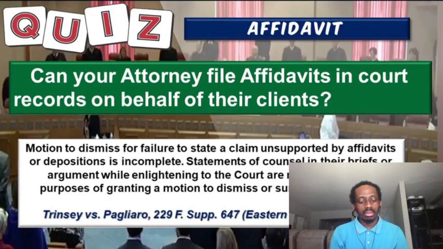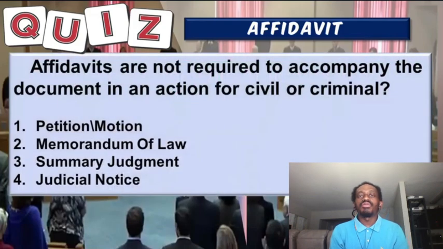And the case law is called Trinzi versus Pagliaro. That's the Eastern District of Pennsylvania. And it reads that statements of counsel in their briefs or arguments, while enlightening to the courts, are not sufficient to grant either a motion to dismiss or a summary judgment. That is, if you want your case to be dismissed in child support, you have to learn effective ways to write an affidavit. This is very important. There's one skill, and I'll repeat, there's one skill you must learn when you're defending yourself, is how to write affidavits. Okay, that's how to write an effective affidavit.